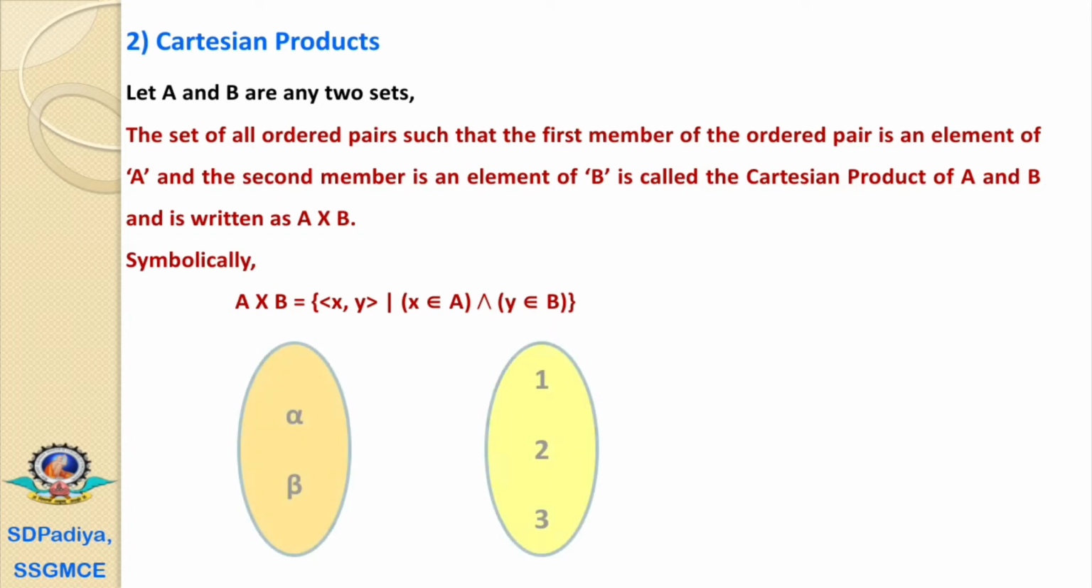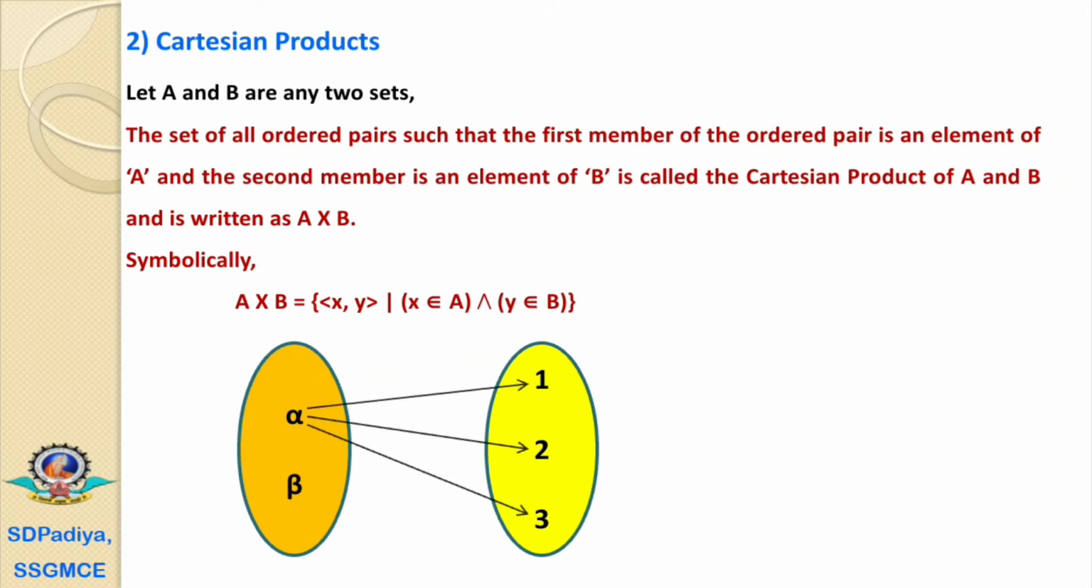and the second element must belong to the second set. We have two sets here. The first set we consider A with the two elements alpha, beta, and the second set with the three elements 1, 2, 3. Now, what may be the Cartesian products? The first three may be (alpha, 1), (alpha, 2) and (alpha, 3). And the next three ordered pairs may be (beta, 1), (beta, 2) and (beta, 3). It means the products of the elements of the two sets, but the first element must belong to the first set and the second element must be from the second set.